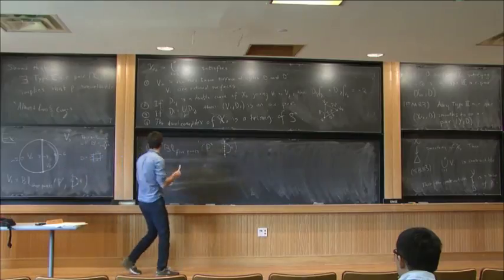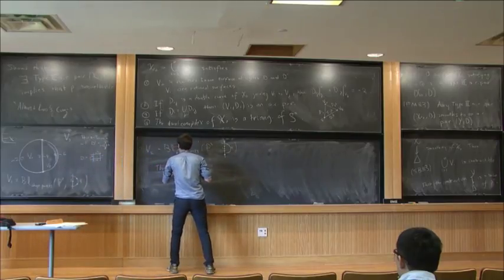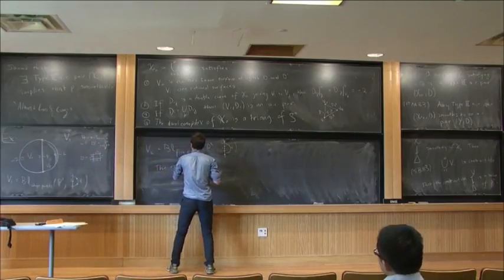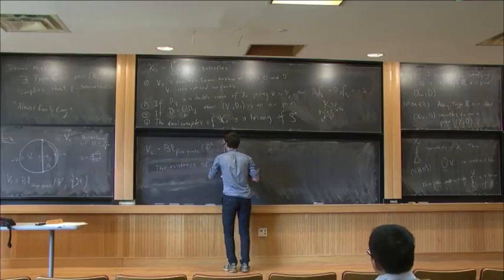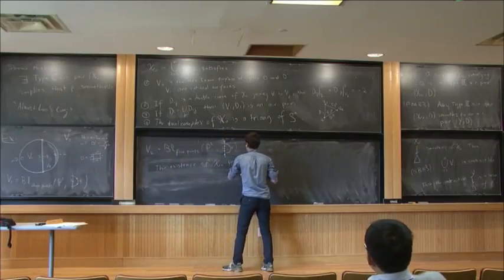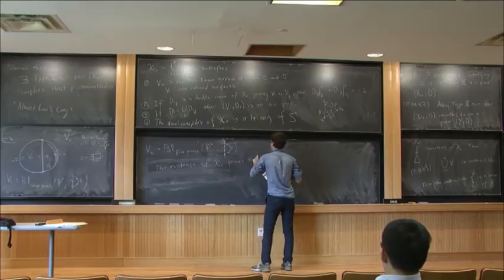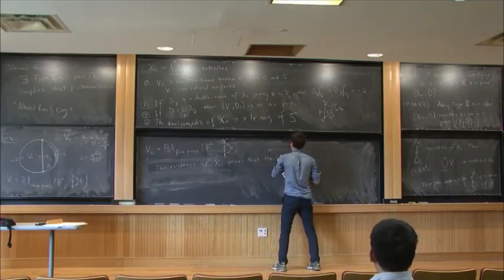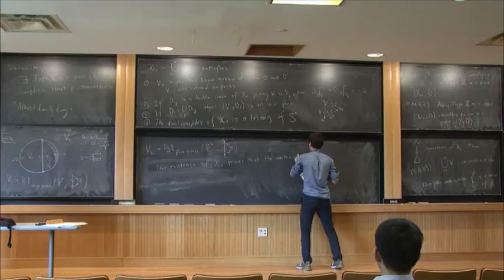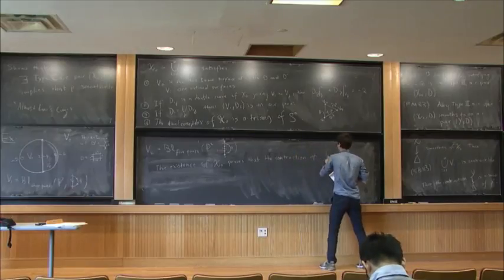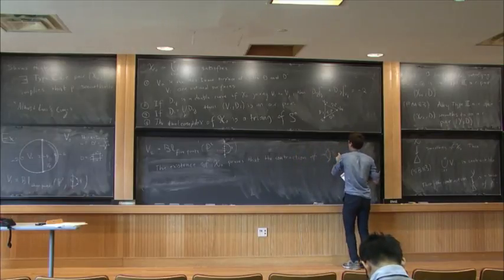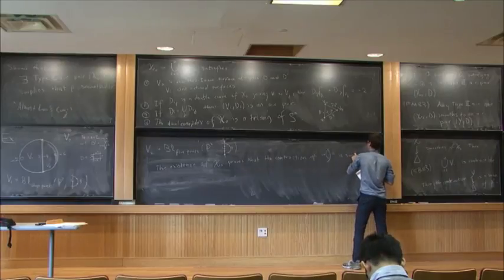And its existence, the existence of X naught proves that the contraction of the -6, -2 cycle is smoothable.